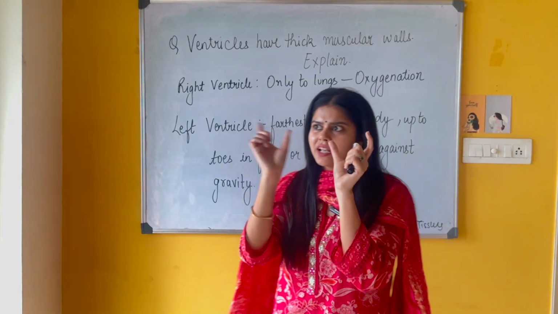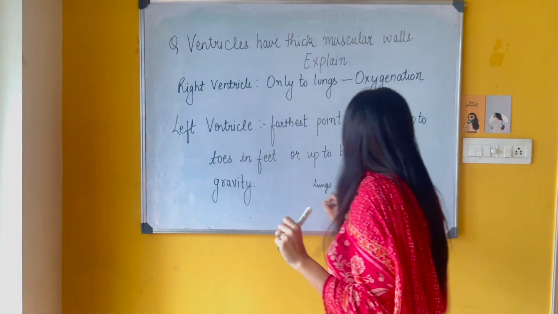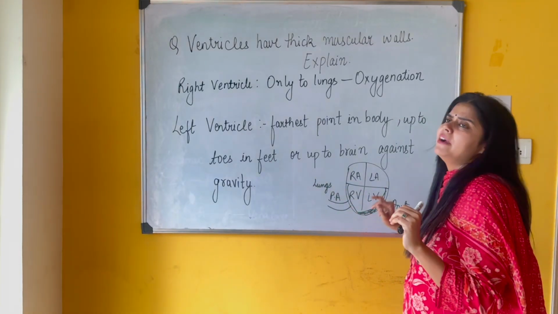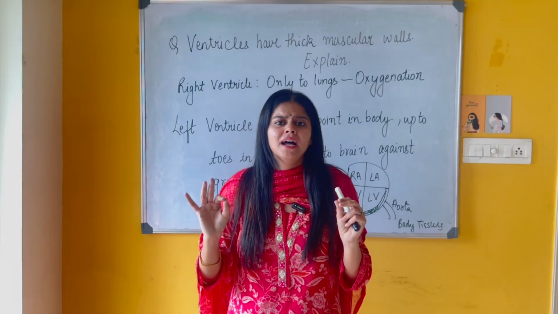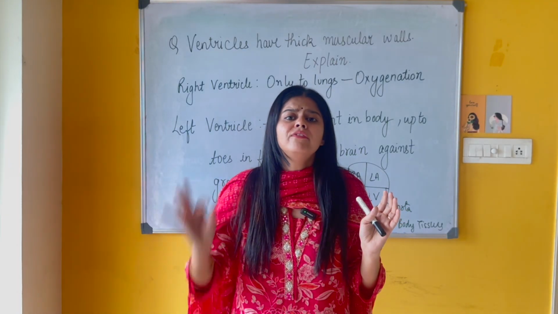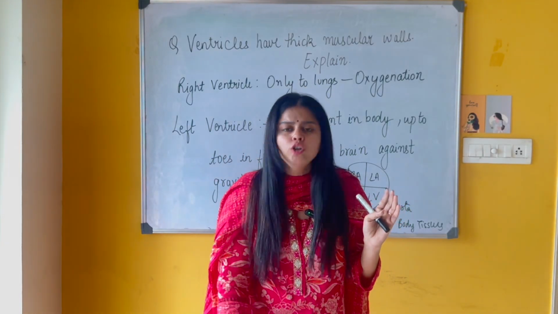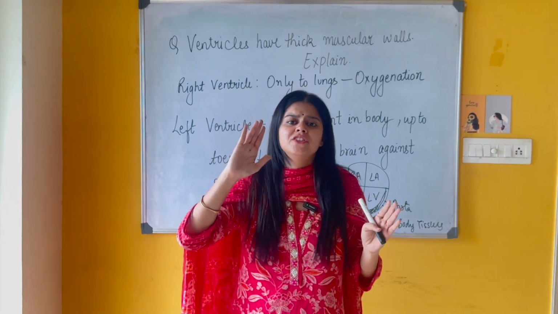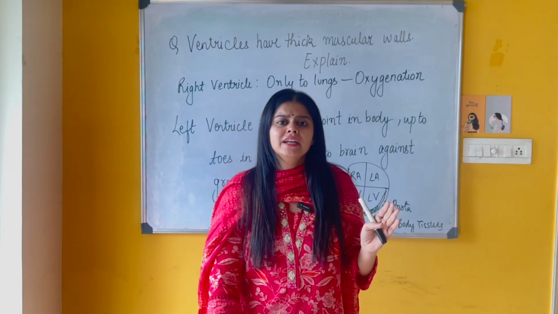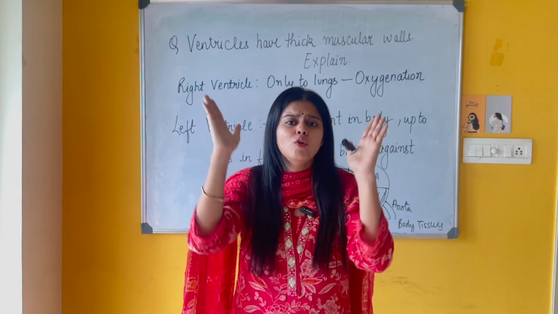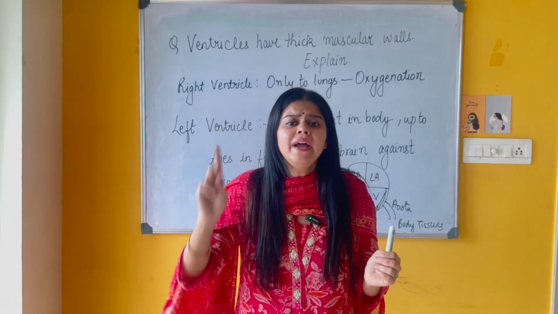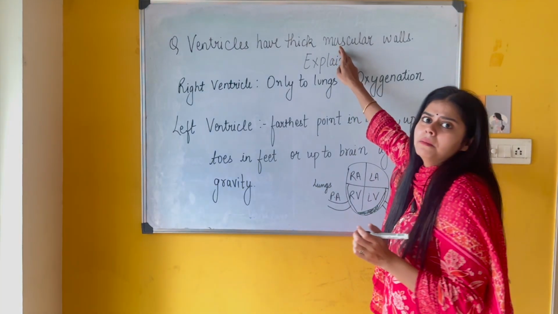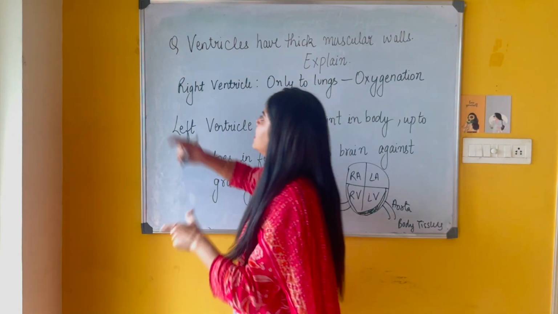So why do ventricles have thick and muscular walls? Because right ventricle gives blood to lungs for oxygenation, but left ventricle has to supply oxygenated blood to all the body tissues, to the farthest point in the body, from your toe to your head against the gravity. So the blood flows at very high pressure so that it can reach the farthest point. This high pressure of the blood can rupture the walls of ventricles. So to prevent the walls of ventricles from rupturing, they are highly thick and muscular. Is this clear? This is the answer.